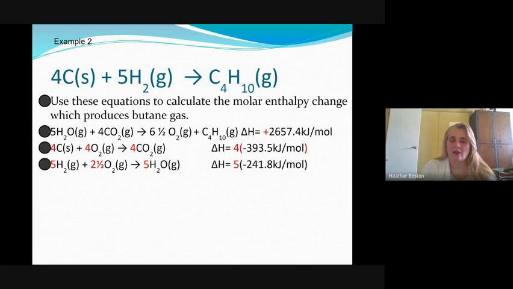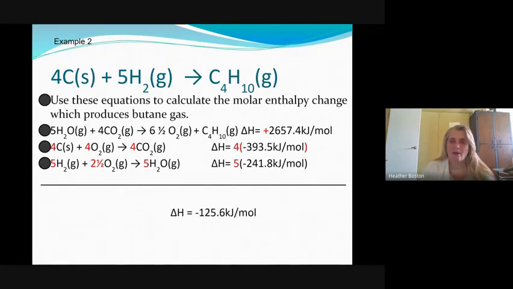So all I have to do in my calculator is type in plus 2657.4 plus 4 times negative 393.5 plus 5 times negative 241.8. Got to be super careful with these negative signs. And that gives me a final answer of minus 125.6 kilojoules per mole. That is what we call the enthalpy of formation of butane from the elements in their elemental state. It is negative, therefore it is an exothermic process.